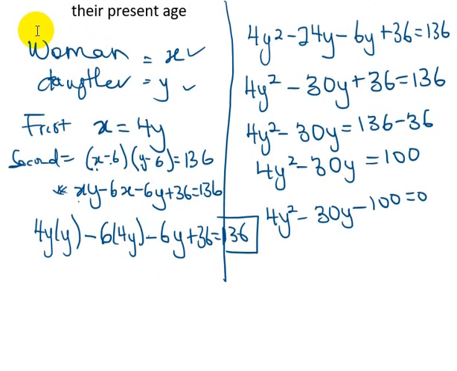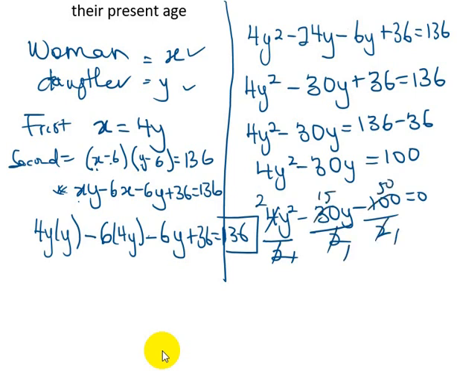Now we are looking for factors of minus 100 that when we multiply, we will get minus 100, but when we add, we have to get minus 30. But if we do that, it will make the figures very big. But we can see that there is a number that can go through all the numbers. So why don't we divide by 2 throughout to break it down? 2 into 4 goes 2 times, 2 into 30 goes 15, and 2 into 100 goes 50. So we are going to get 2y squared minus 15y minus 50 equal to 0.